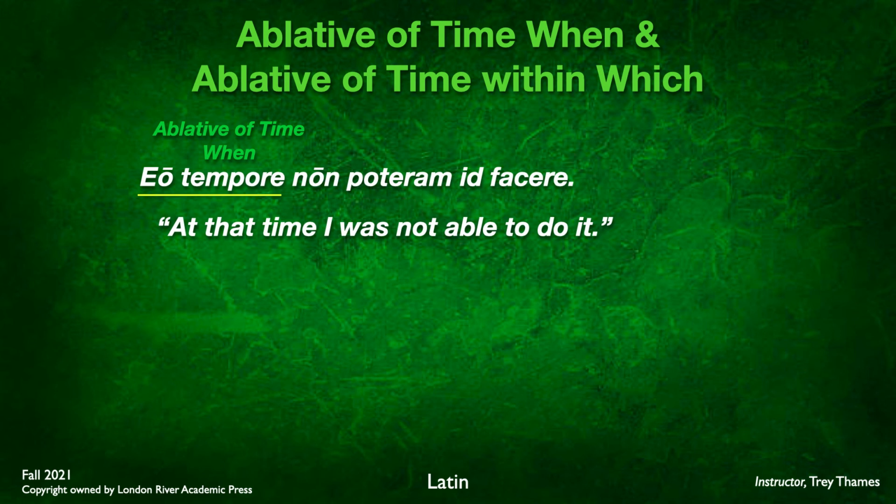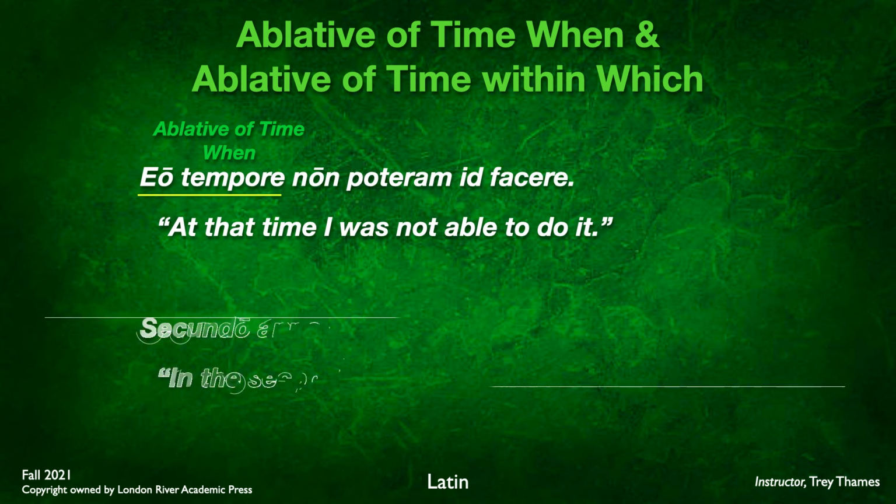And eo tempore is telling us, when did this action happen? Or in this case, didn't happen, because we got that non there. It happened at that time, eo tempore. Let's look at an example of an ablative of time within which. So this one's slightly different. This is telling us a time frame within which an action occurred. Not just a specific time, but a time frame within which.